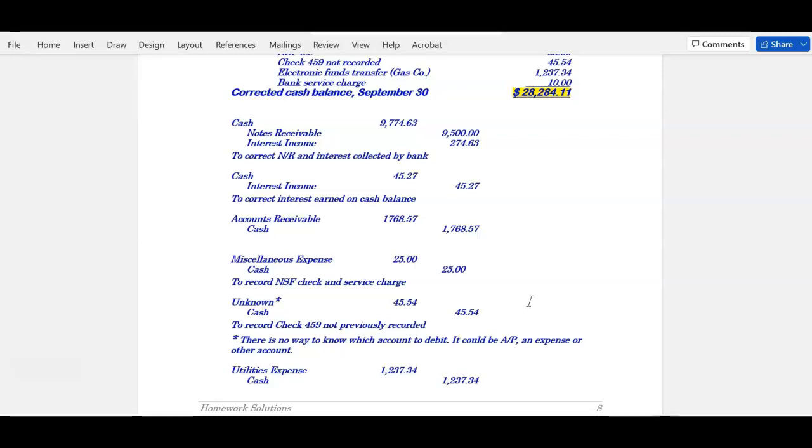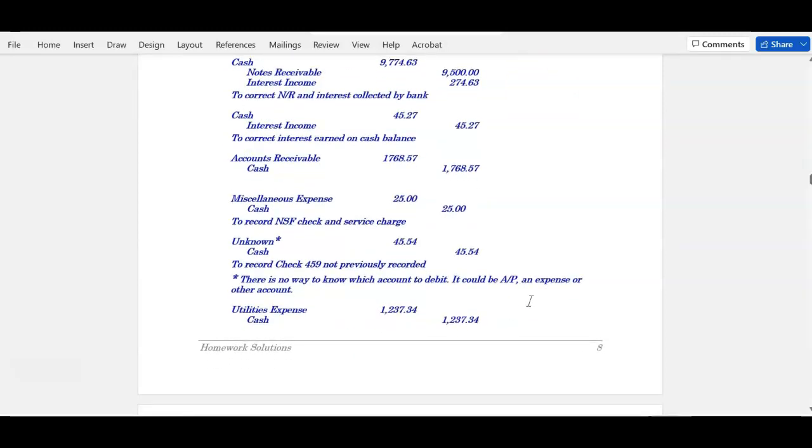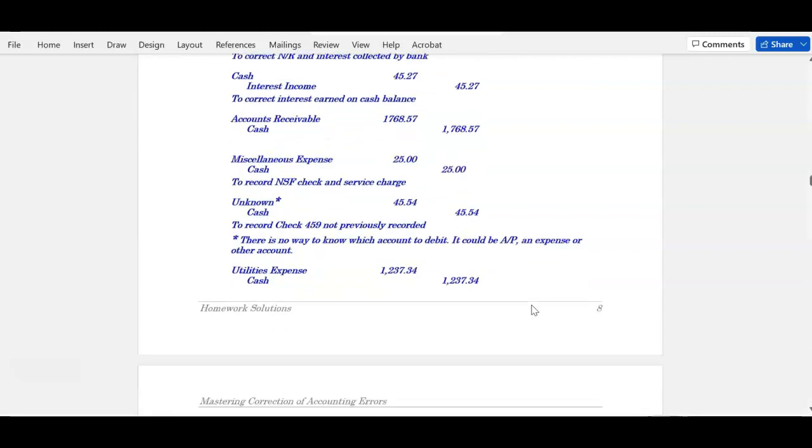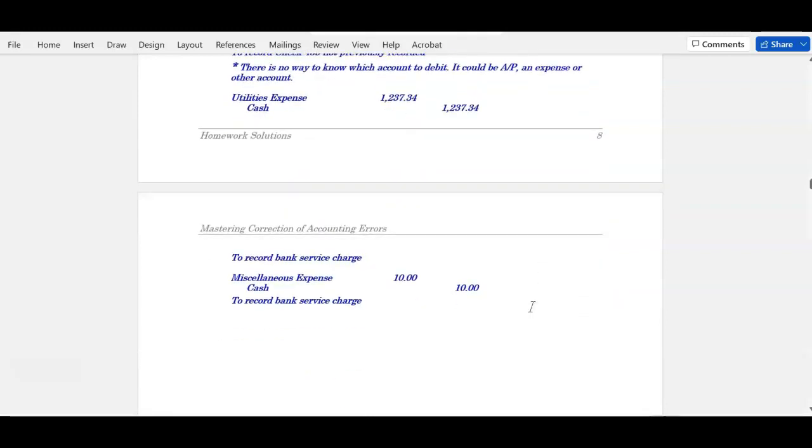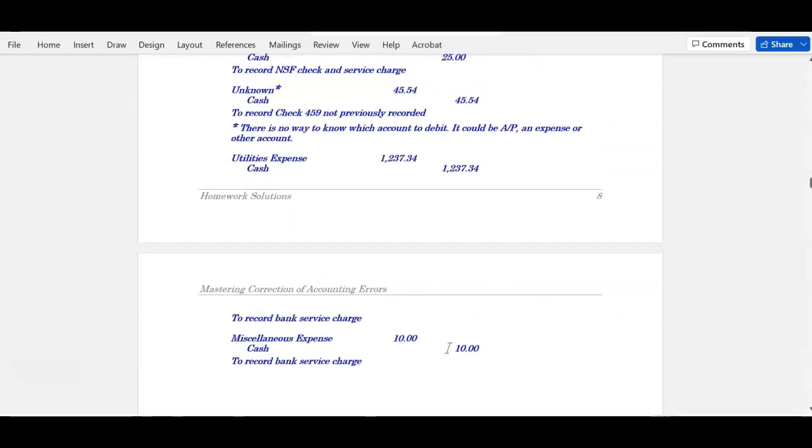Okay, you have the answers anyway, so you compare to your answers and see how you are doing it. Here is the last journal entry at the end, which is a bank service fee or miscellaneous expense. Either way you call it is fine. Debit that $10 and cash is credit. Okay.